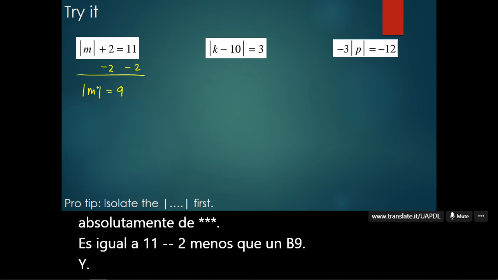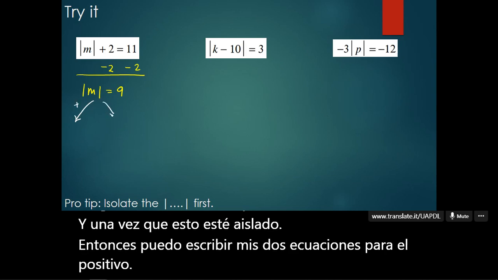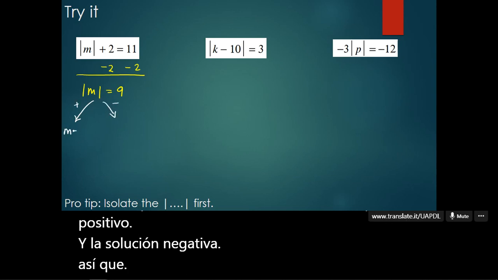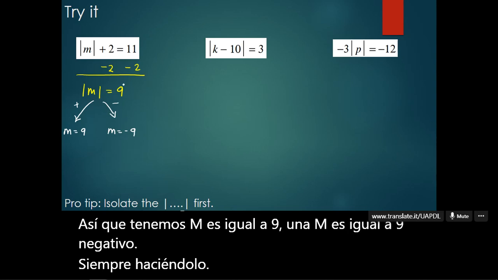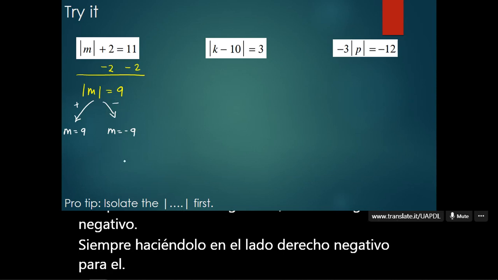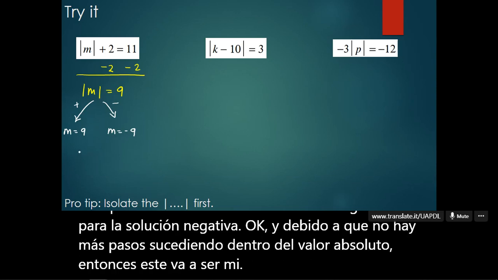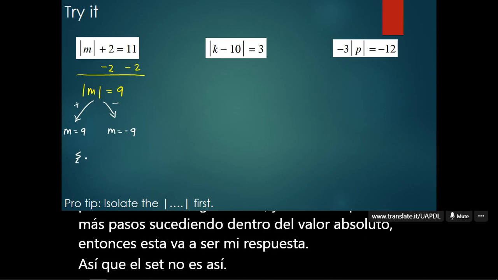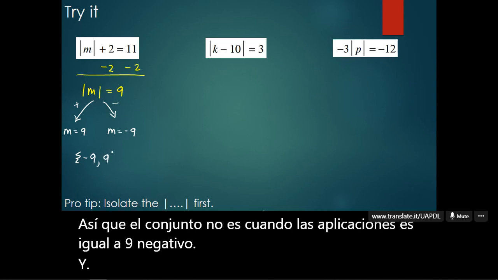And once this is isolated, then I can write out my two equations for the positive and the negative solution. So we have m is equal to 9 and m is equal to negative 9. Always making it on the right-hand side negative for the negative solution. And because there are no more steps happening inside of the absolute value, this is going to be my answer. So the set is going to be when x equals negative 9 and when x equals positive 9.